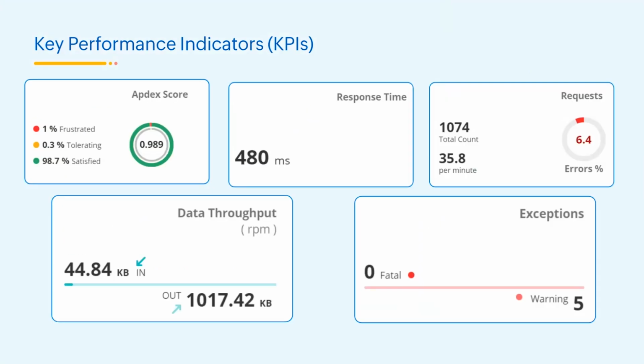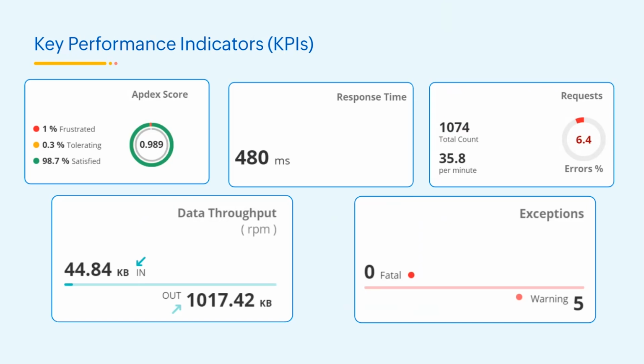Here, these are some of the key performance indicators in APM Insight. The first one is the AppDex score. AppDex score is a numerical measure of user satisfaction with the performance of application's response and how the application responds to the end users.